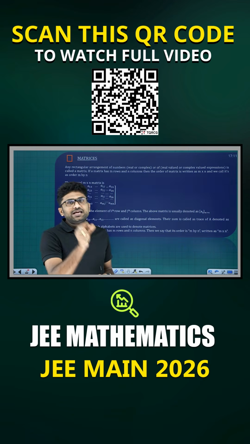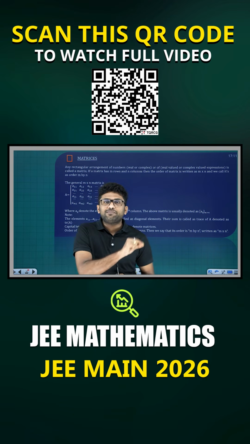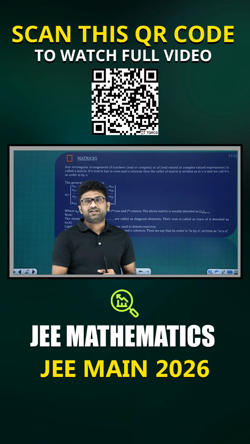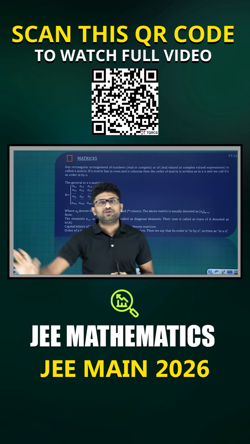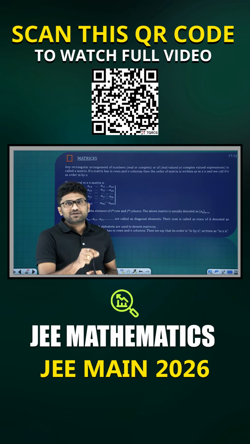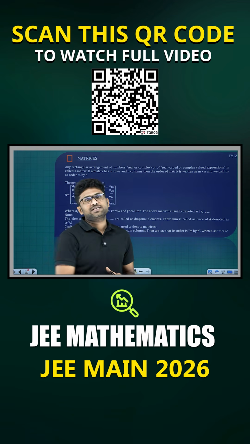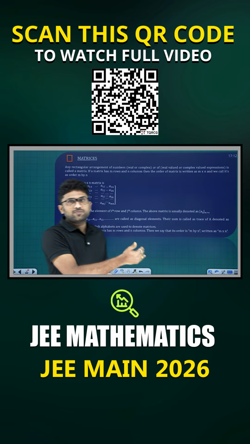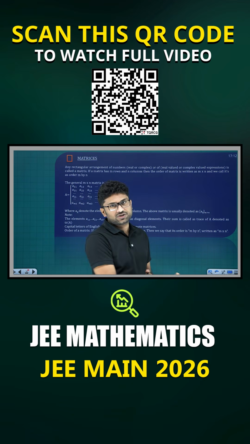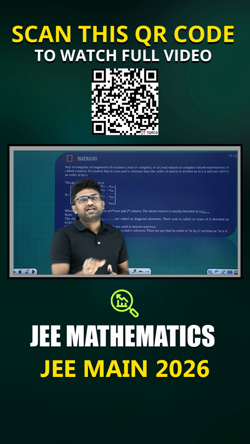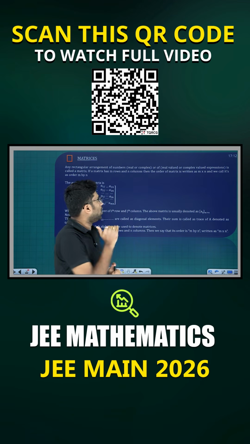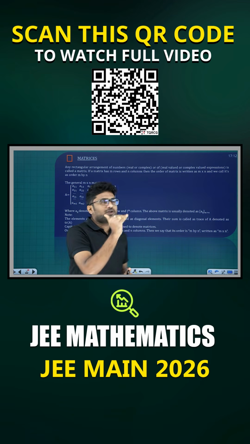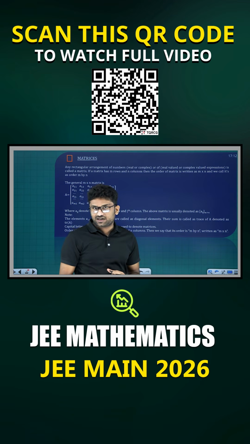Friends, any rectangular arrangement of given m into n numbers is called a matrix. Each specific arrangement of mn numbers will be a specific matrix. These numbers can be real or complex numbers, or real valued expressions or even complex valued expressions. So any rectangular arrangement of given numbers, whether real or complex or real valued or complex valued expressions, is called a matrix.